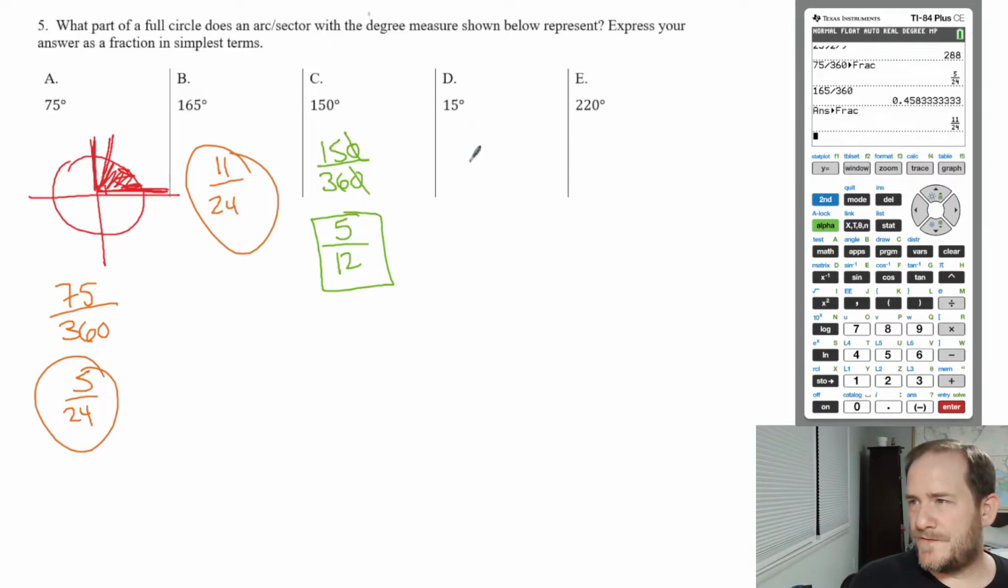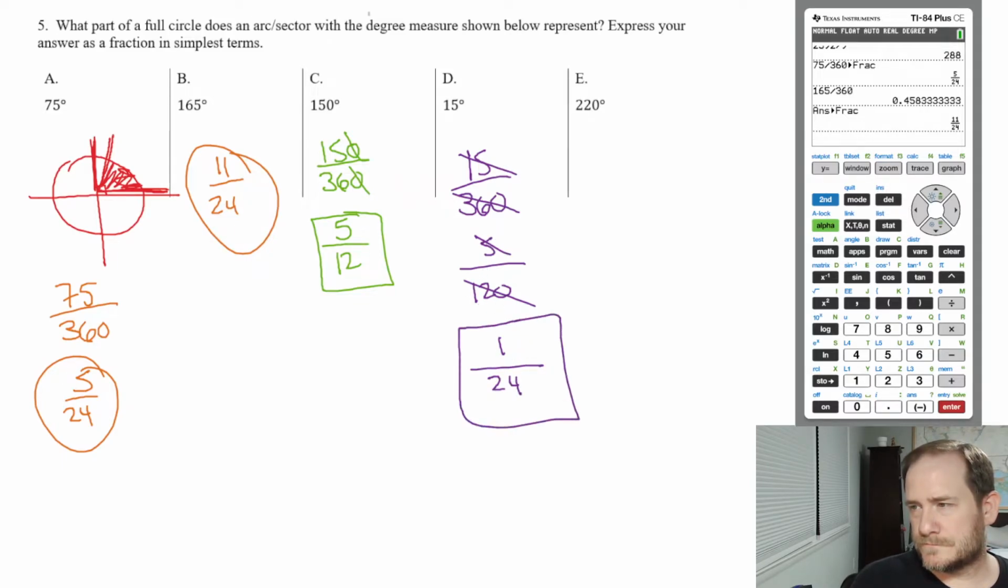And so for 15 degrees, well, they're both divisible by 3. You'd get 5 over 120. And then 5 goes into 120, so you get 1 over 24. And lastly, 220. You're going to divide them both by 10. Then you're going to divide them both by 2. You get 11 over 18.